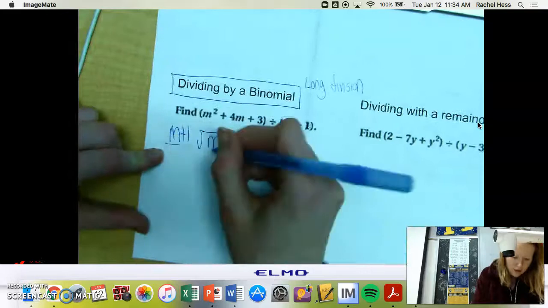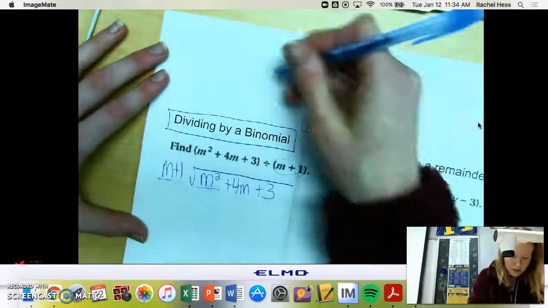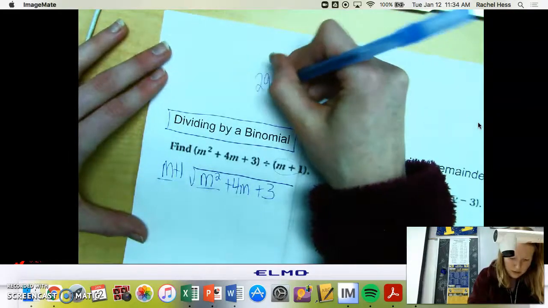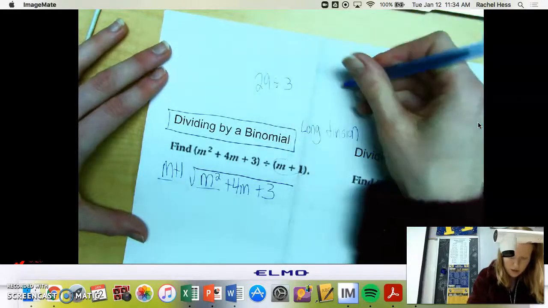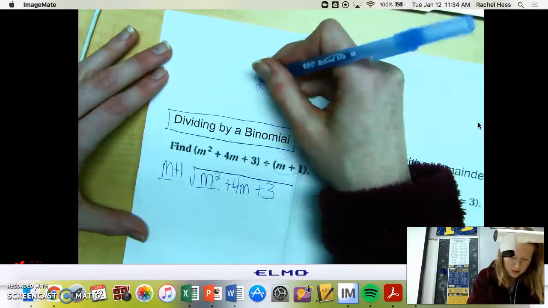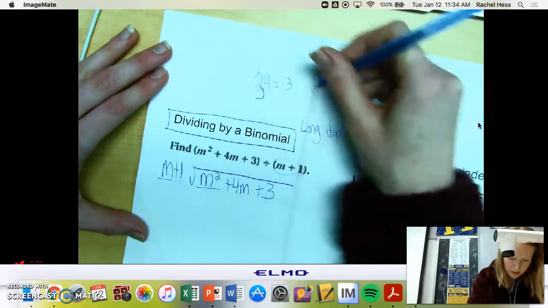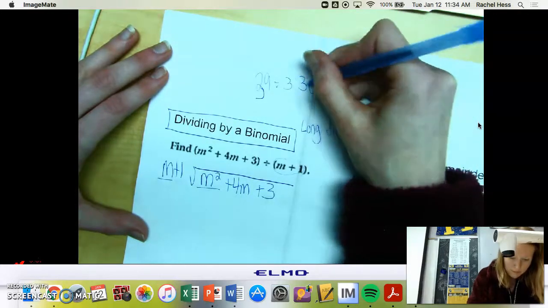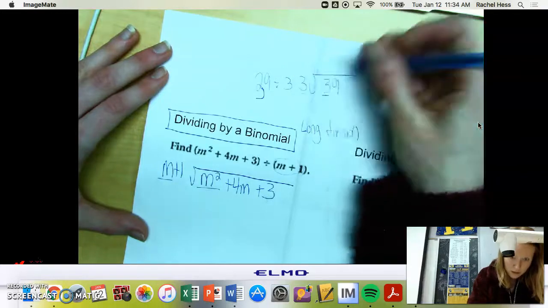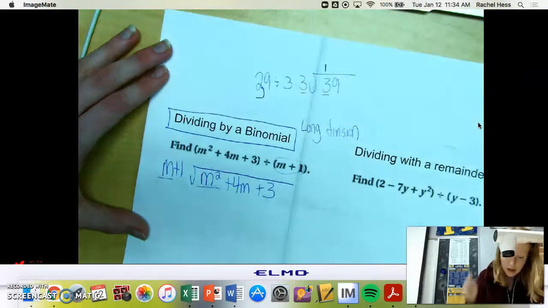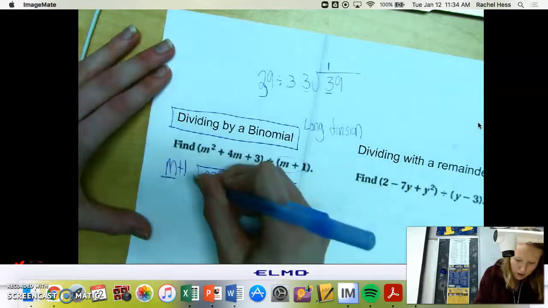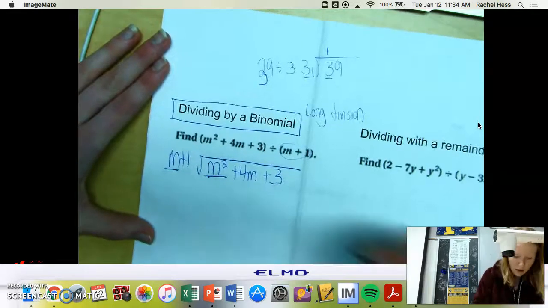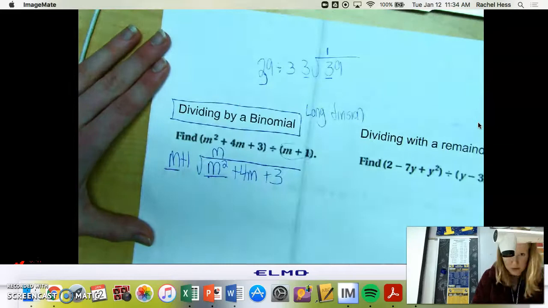So remember, if you were doing original long division, if I were to say what's 39 divided by 3, you would have to say how many times does 3 go into 39, right? And then you want 3 times what gives me 3, and you'd put that up here. A similar concept, m times what would give me m squared? Well, m times m would give me m squared.